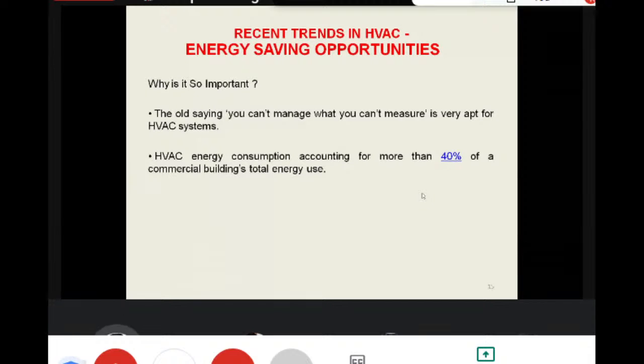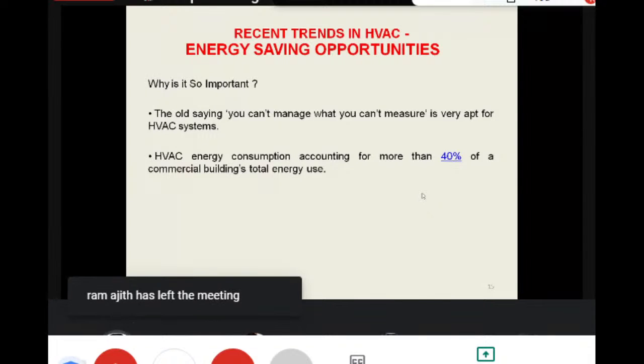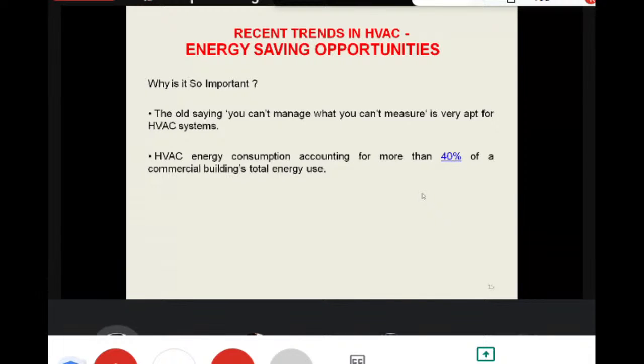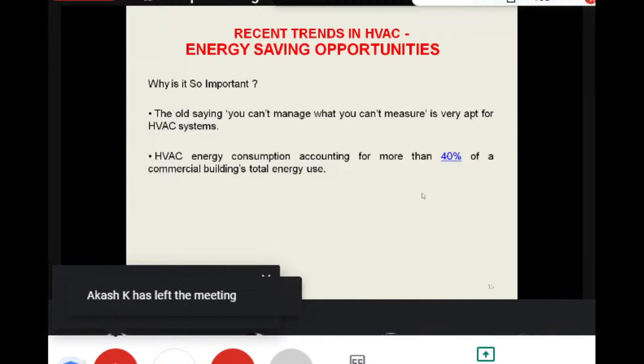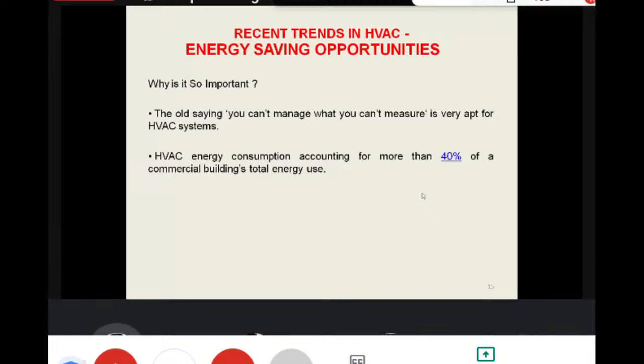There is an old saying, you can't manage what you can't measure. It's very apt for HVAC systems. Why? Because in a commercial building, 40% or more of the energy is consumed by the HVAC system alone. Overall building power consumption, HVAC alone is consuming more than 40%. Sometimes in India, we can see even 60%. With such a huge power consumption, there is a big scope for saving, correct? So today we are focusing on the systems, practices and technology followed in the HVAC industry to bring down energy consumption.